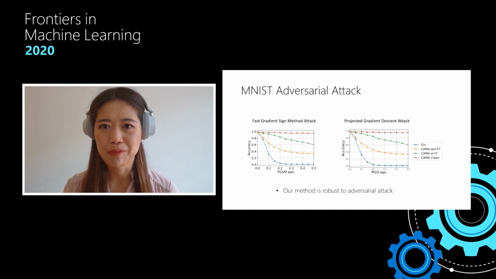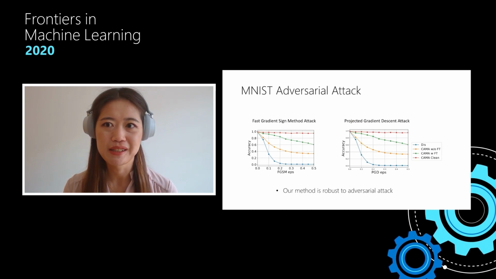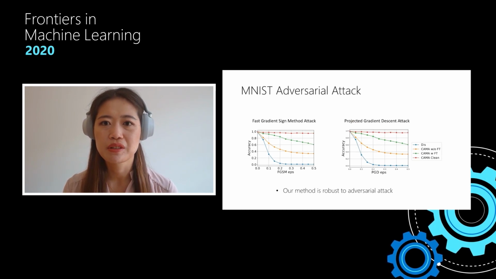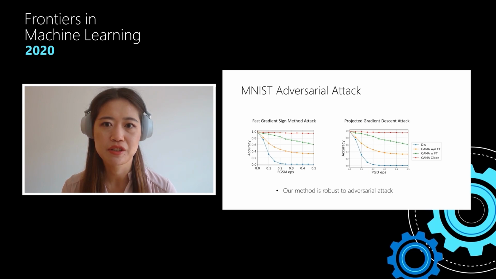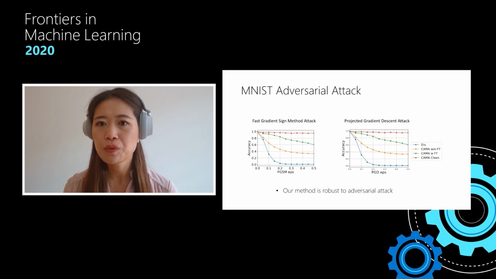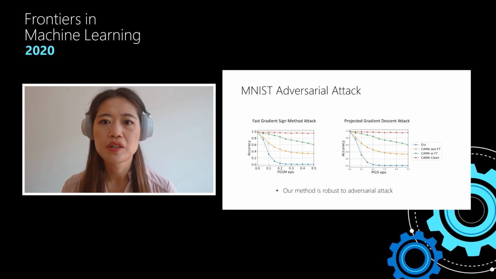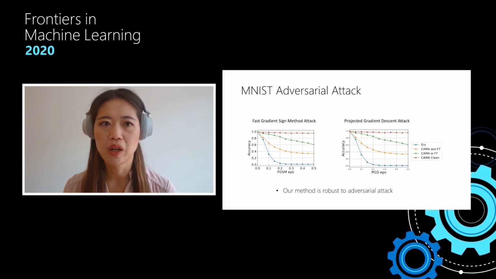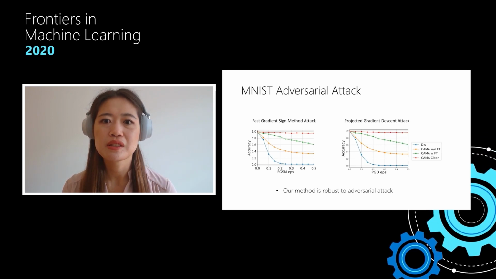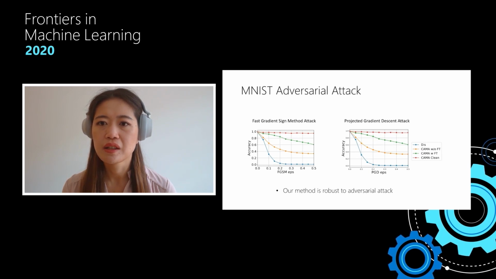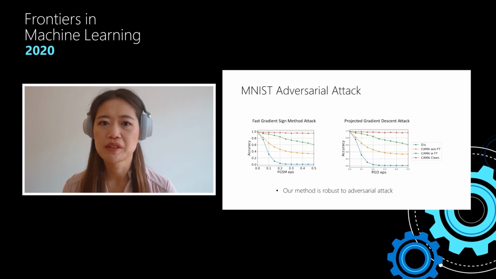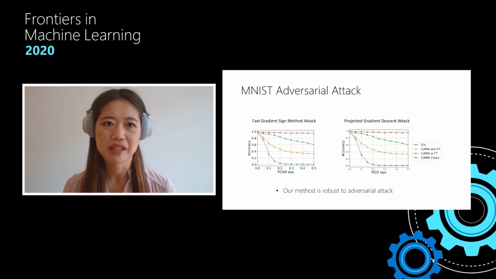We also tested our method with popular gradient-based adversary attacks, in particular the fast gradient sign method, as shown on the left, and the projected gradient descent attack method, as shown on the right. The blue one is a traditional deep learning method, which is very vulnerable. The orange one is a Karma model without fine-tuning, and the green one is the one with fine-tuning. We can see that Karma with fine-tuning is much more robust to even gradient-based attacks.